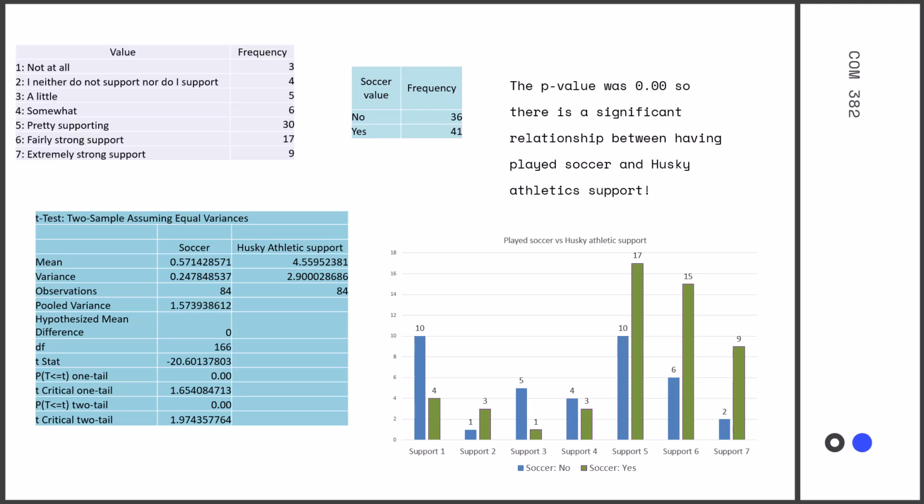So soccer is a nominal variable, remember. This support is a fake interval. And we calculated this as a t-test. So that was pretty interesting. There is a significant relationship between having played soccer and Husky athletic support, in that there is a significant difference between those who played and didn't play.